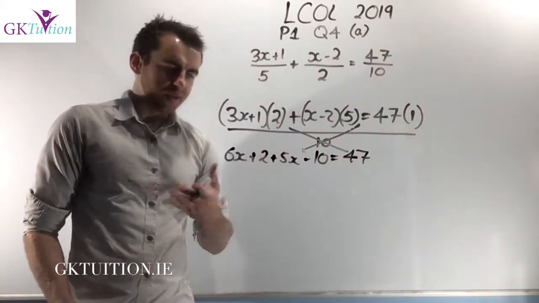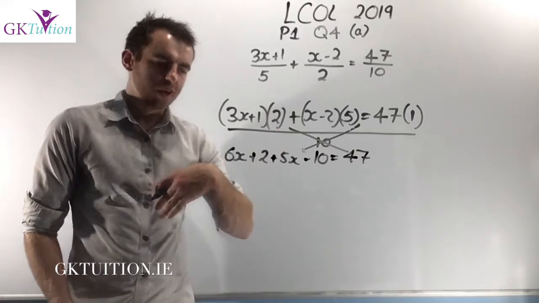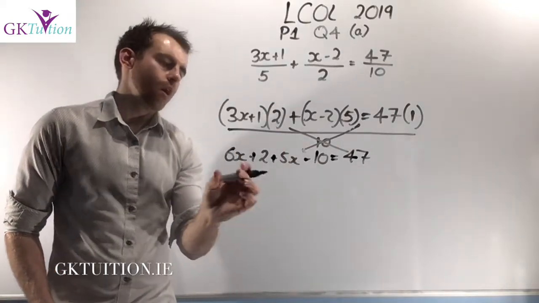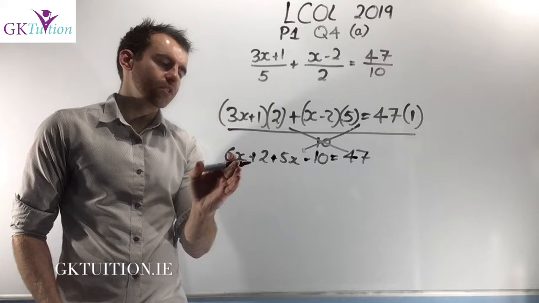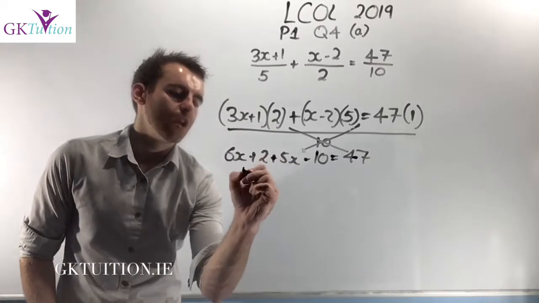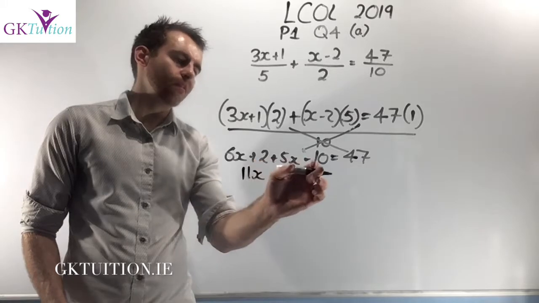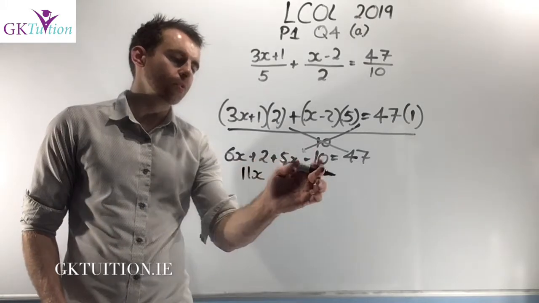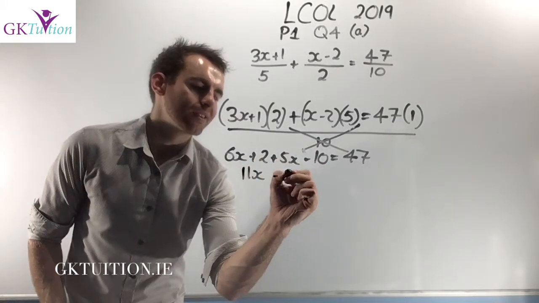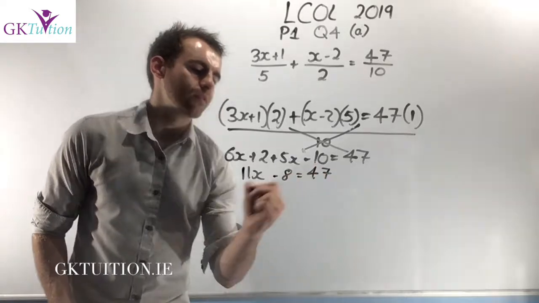Obviously my best bet here is to just bring all the x's to one side, all the numbers to the other side. I already have all the x's on the left. It's just 6x plus 5x will give me 11x. And on the left I have a plus 2 and I have a minus 10. Plus 2 minus 10 gives me minus 8. And that's equal to 47.